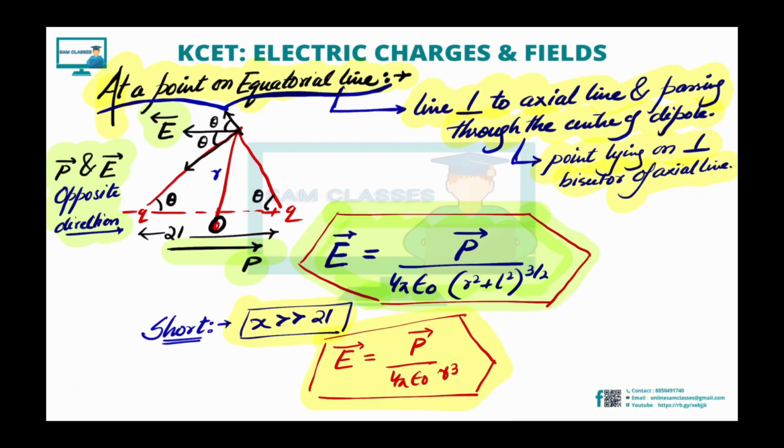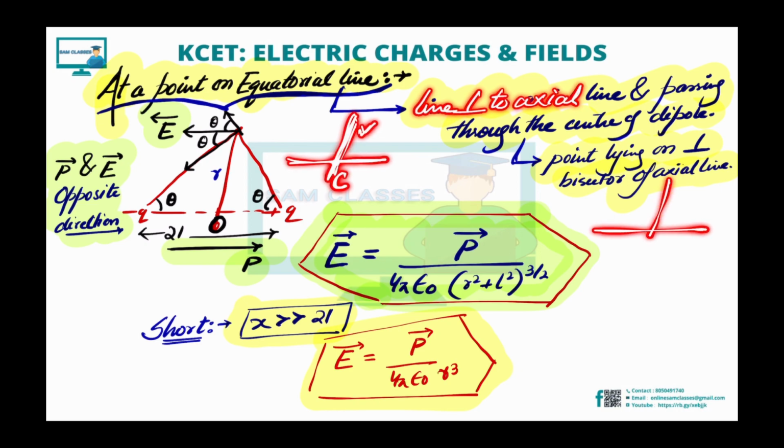So coming to the next, the equatorial. Again, we need to understand what an equatorial line is. Pretty simple: the line which is perpendicular to the axial. So this is my axial line. The equatorial line is the line which is perpendicular to the axial line and passing through the center of the dipole.